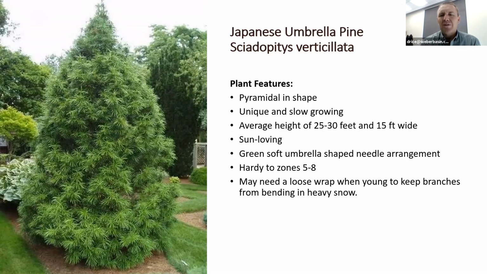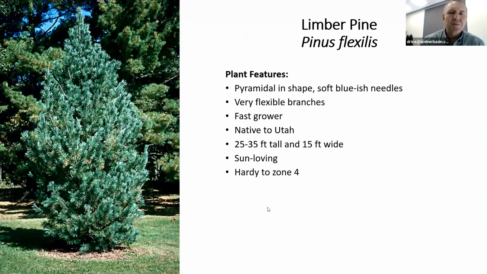One thing we've noticed from ours is that in heavy winter, the way the branching structure is, they can tend to open up with heavy snow. So just a loose wrapping around them in the winter time will keep those branches upright and keep them from opening up a bit. That's just what we learned from our tree right here in the garden.